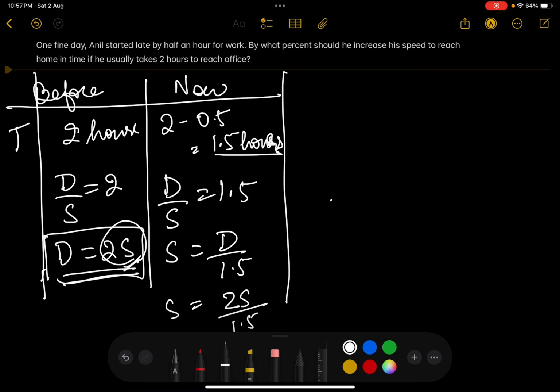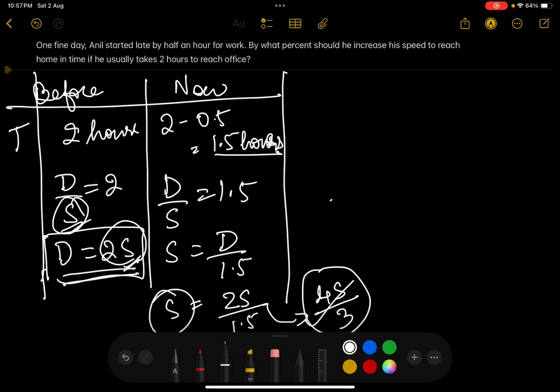Just to remove the decimal from the denominator, let's make it a little simpler and make it as 4s by 3. If you multiply with 10 and cancel, you will get this as the equation. Now here the speed we had was s, and now we have it as 4s by 3. So if we check the increase in speed from s to 4s by 3, there's definitely an increase.